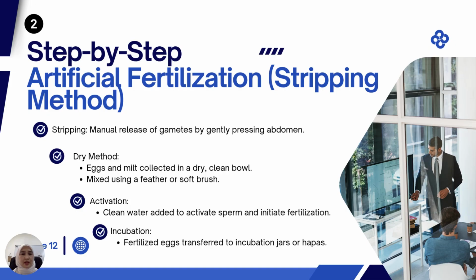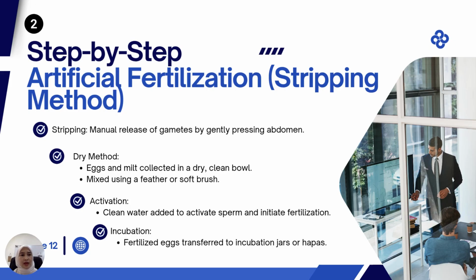All right, so this is the process of stripping method, where you want to do artificial fertilization. The broodstock could spawn by natural, or the second one is induced spawning. For the induced spawning, what I want to explain here is the stripping method. Means that you manually release the gametes by gently pressing the abdomen of the fish. You can Google, and lots of videos will show you how to do this stripping method.